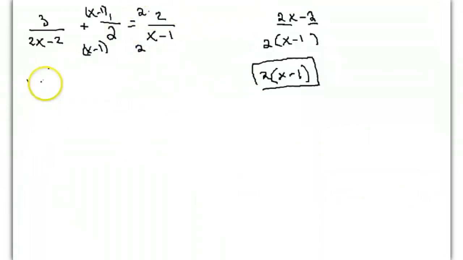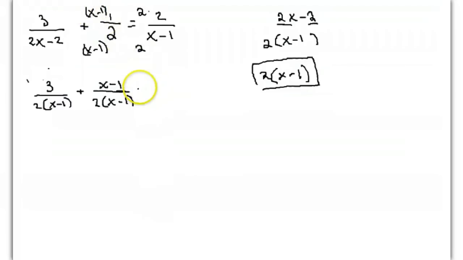And so what you end up having is a 3 over 2 times x minus 1, if I put it in that form, plus x minus 1 over 2 times x minus 1. X minus 1 times 1 is x minus 1. And then what does it equal? This last one, 4 over 2 times x minus 1.